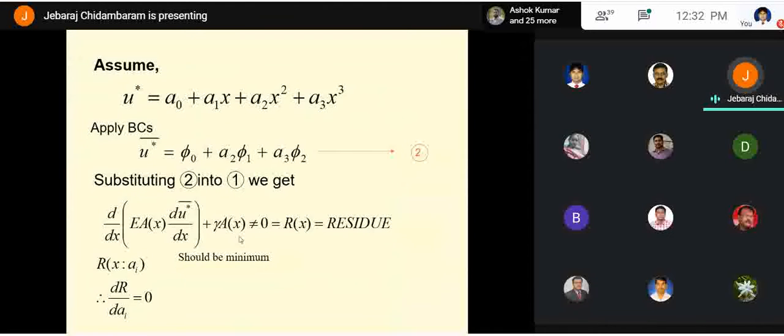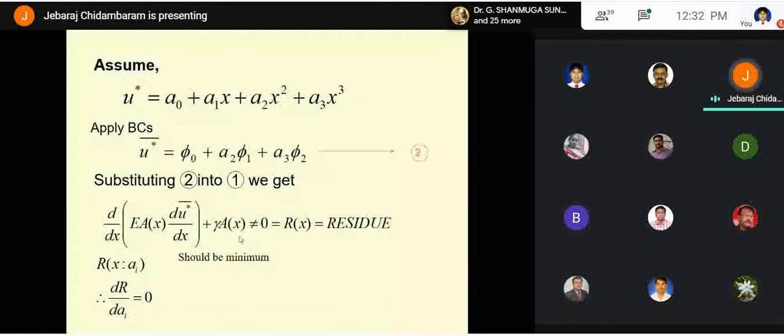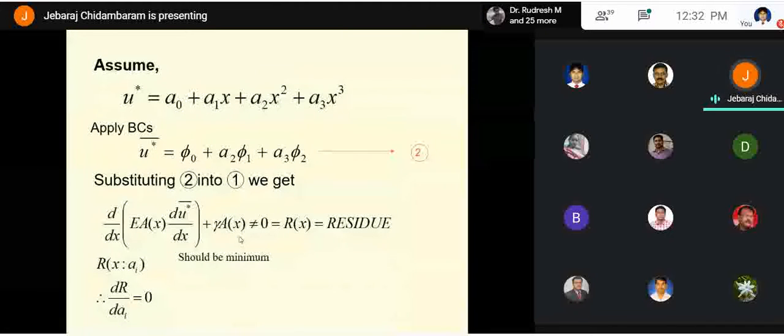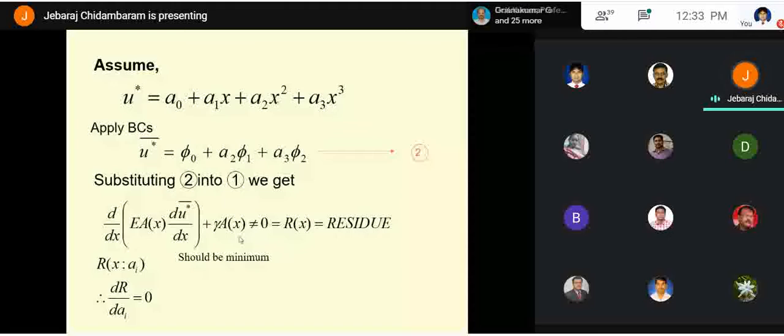How to make the residue small? The mathematician immediately told, for a function to be minimum, what do you do? Differentiate that function and equate it to 0, the maxima-minima theory. So with the weights, dR by dai equal to 0. Minimize the residue.